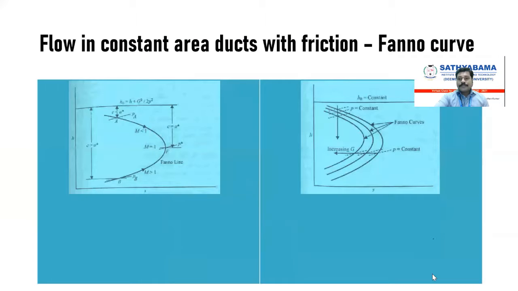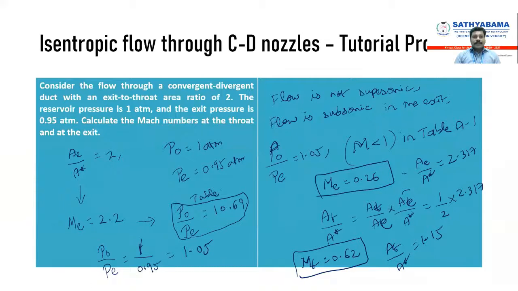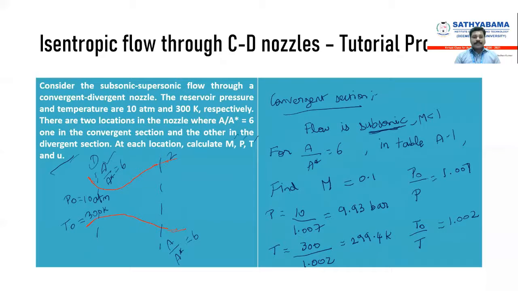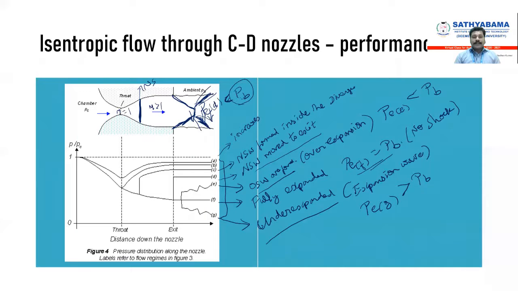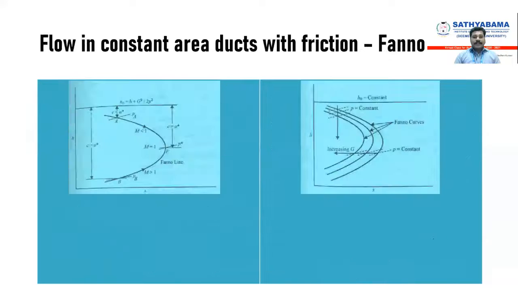Go for the session now. Yes. Last class we had discussed a few problems in isentropic flow through CD nozzles, and we want to review some of the problems here. Then we discussed isentropic flow through CD nozzles and its performance. In today's class, we are going to see flow in constant area with friction, that is Fanno flow.